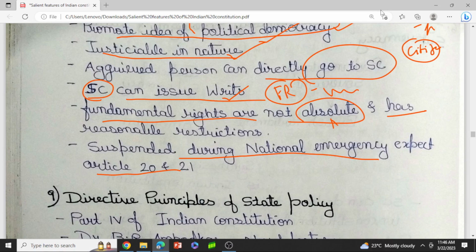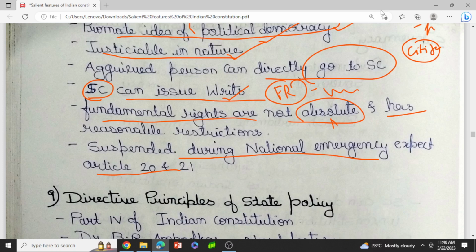Then we have the directive principles of state policy, Part 4 of the Indian Constitution. Dr. B.R. Ambedkar called it a novel feature. It promotes the ideal of social and economic democracy and establishes the welfare state.